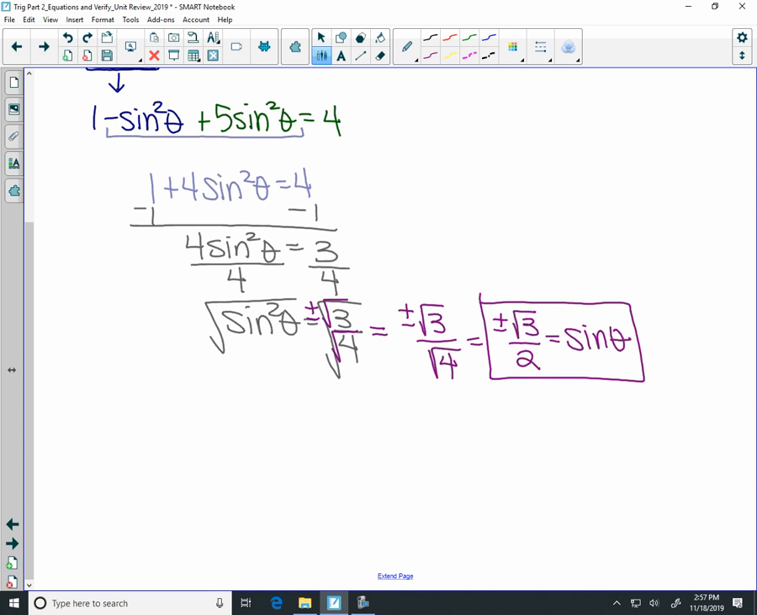Now we're looking for values in all 4 quadrants for this one for theta. And since sine is radical 3 over 2, we're going to do all of our thirds. So in the first quadrant, pi over 3. In the second quadrant, 2 pi over 3. In the third quadrant, 4 pi over 3. And then the fourth quadrant, 5 pi over 3.